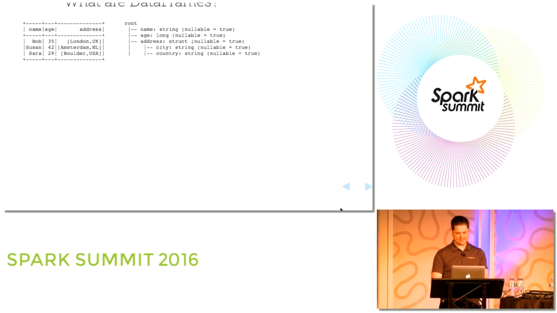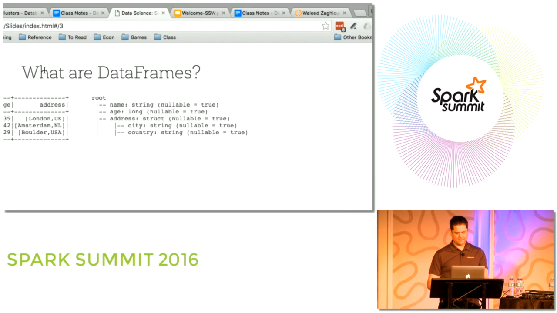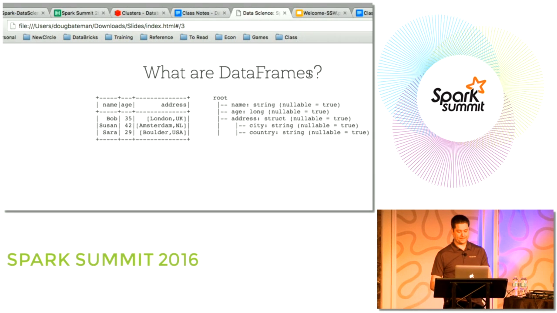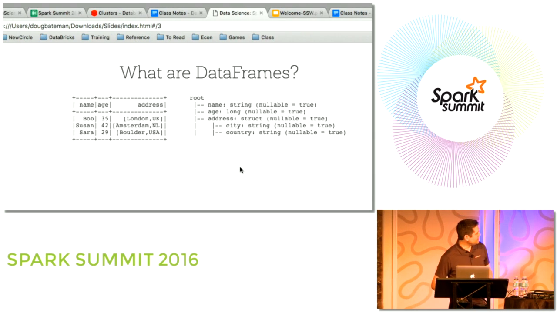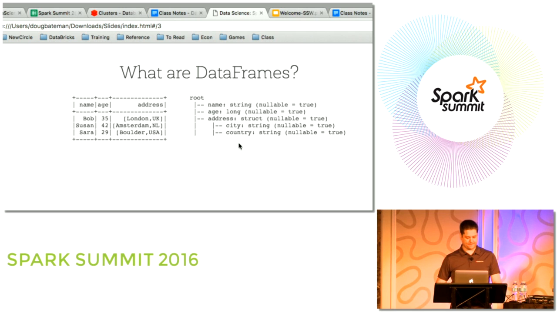I set up the accessibility feature. There we go. Perfect. How did that work? All right. So notice here I even have a schema: name, age, and address, which is then made up of city and county. So I can deal with hierarchical data as well as flat data.